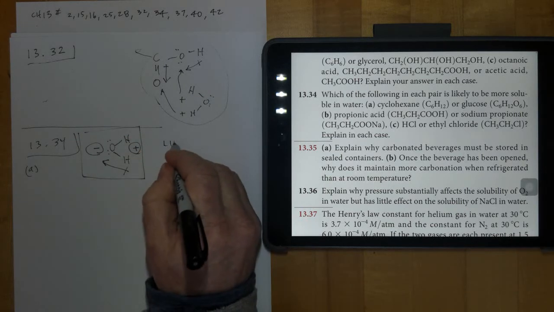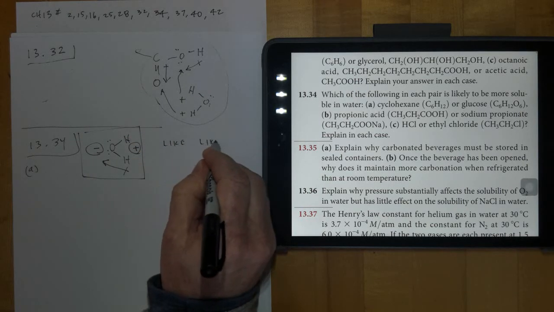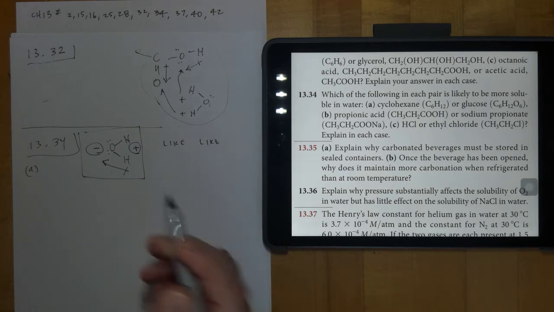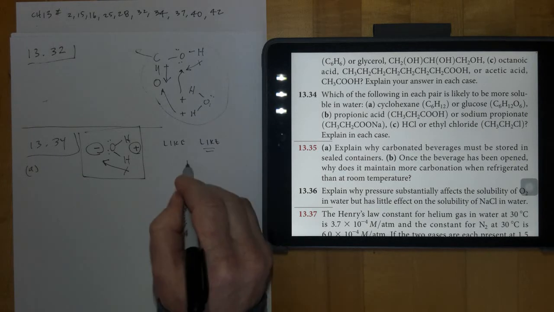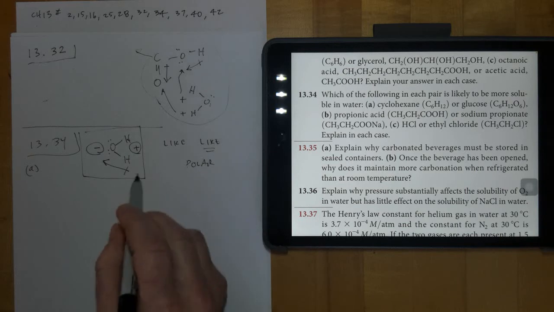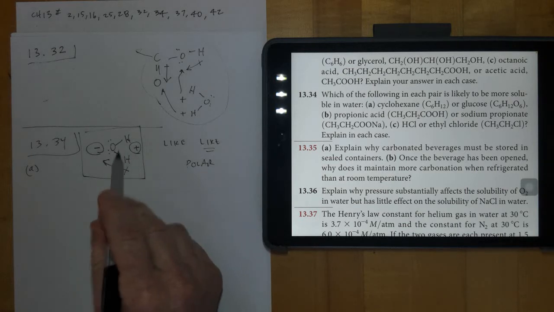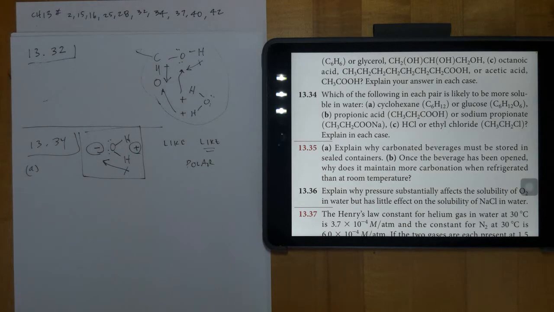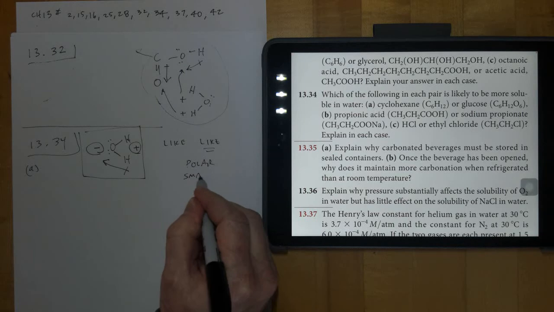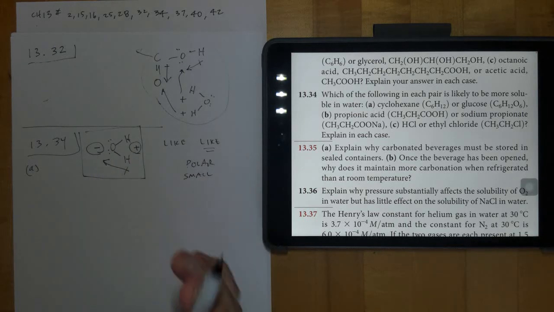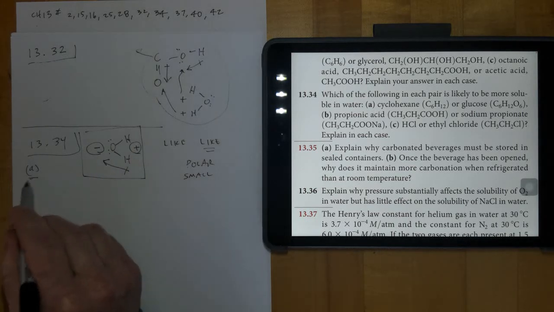And since like dissolves like, what we want to be able to dissolve in water is something that's like water. In other words, it's polar, and maybe it has a smaller size because this molecule is not very big. I mean, it only has 3 atoms in it. It's 18 grams per mole, something like that. So small polar substances would dissolve the best in water. So let's look at each of the pairs.